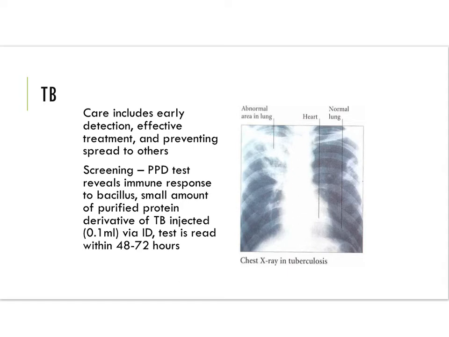Then we need to realize that, okay, positive PPD, we're going to need to get a chest x-ray. You can see what a chest x-ray would look like if someone has tuberculosis. Then we need to go ahead and get the sputums. That's really what we need. Chest x-ray cannot diagnose it either. It can just show that there have been some lung changes. We need sputum, and the sputum will help us to positively identify tuberculosis.